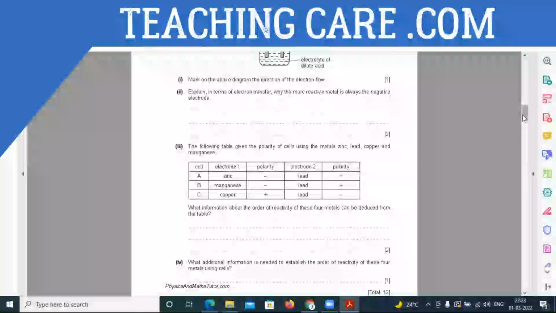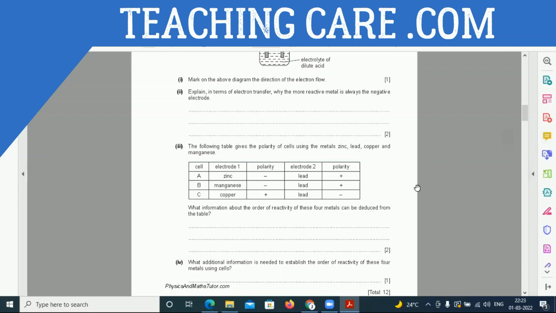Was there supposed to be another column for lead? For lead. Yeah, because it says of these four metals and lead isn't there, and in the original question it stated zinc, lead, copper, and magnesium, but lead isn't there. So you draw it? To the electrode 2.